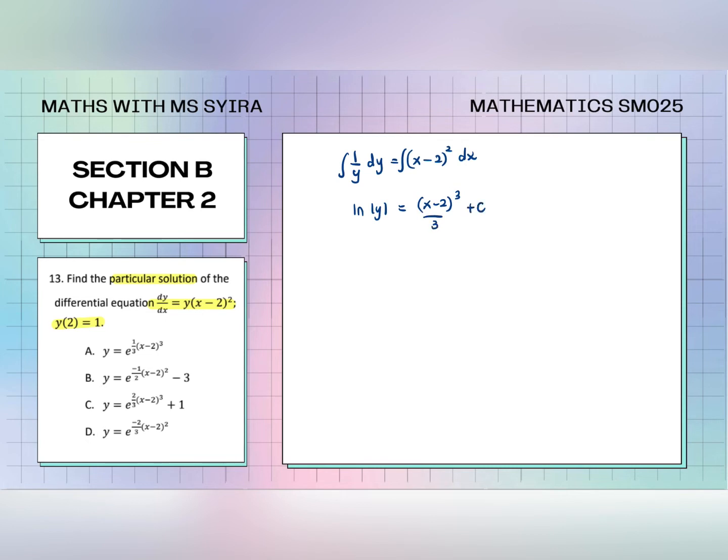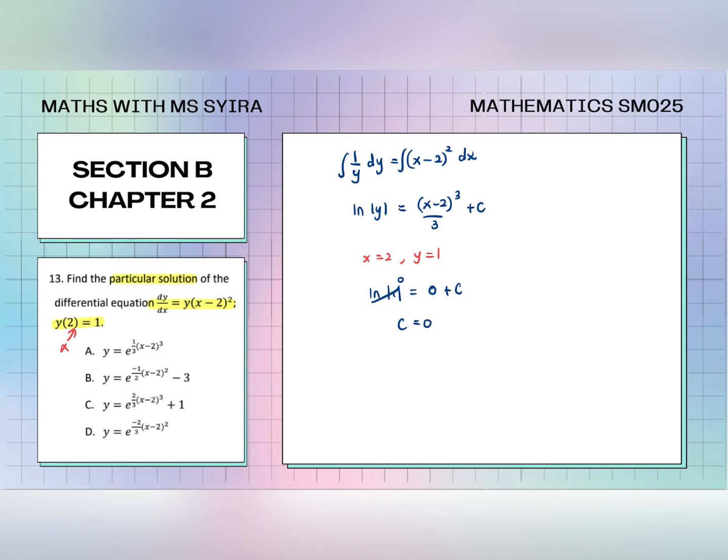Okay, and then the condition is given, this one is the value of x, so x equals 2, y equals 1. Let's find out what c is. So ln 1 equals 2 minus 2 cubed over 3, which will be 0. So 0 plus c. ln 1 will be 0. So that means our c is 0. Okay, if we look at these answers, there is no answer in terms of ln. So we need to rearrange our answer.